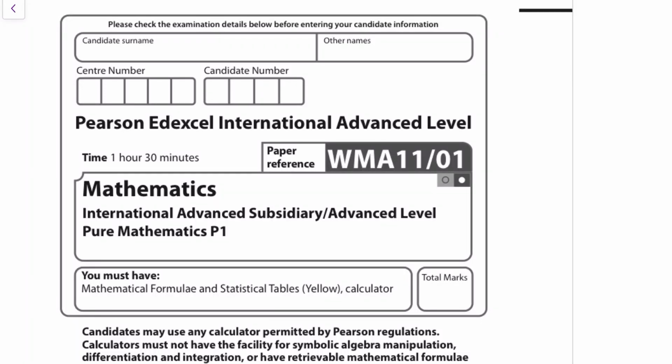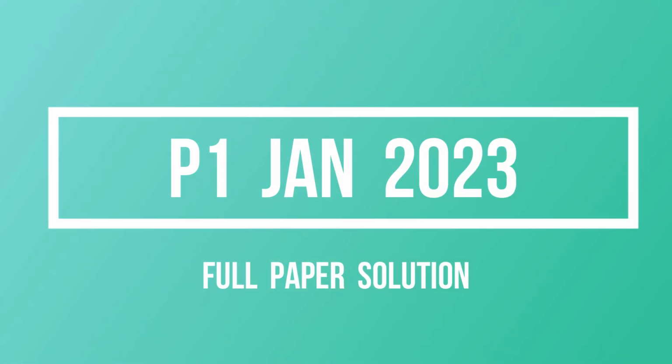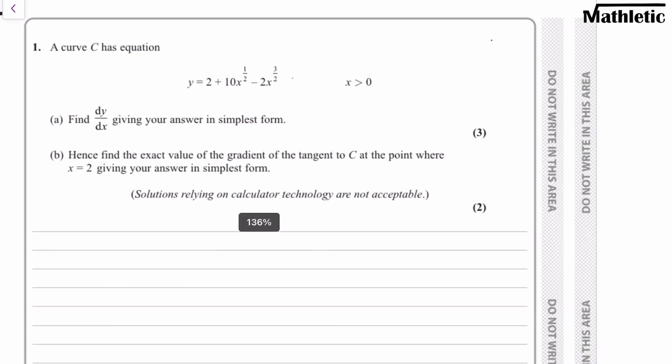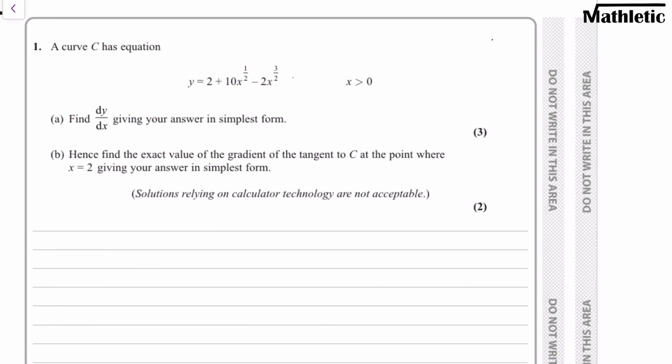Hello everyone, in this video I will be solving Edexcel IAL P1 Jan 2023 paper WM1101. So let's get started. The first question is from the chapter differentiation. We have this equation and you need to differentiate this.